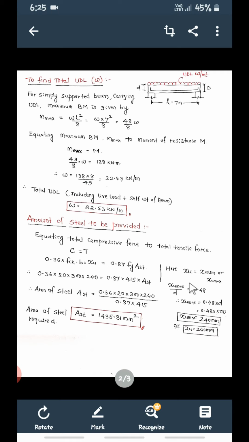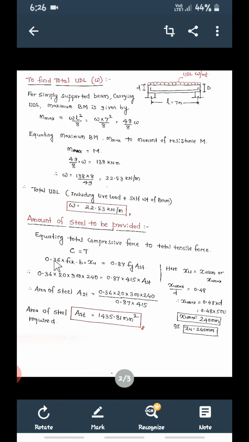Okay, so we know that for a limiting condition, XU is equal to XU limit or XU max, and we know that XU max upon D or XU by D is the same. So XU max upon D is equal to 0.48. Therefore XU max is equal to D into 0.48, that is 0.48 into effective depth 500. So we'll get XU max is equal to 240. So for limiting condition, XU is equal to XU max. So XU is also 240 mm.